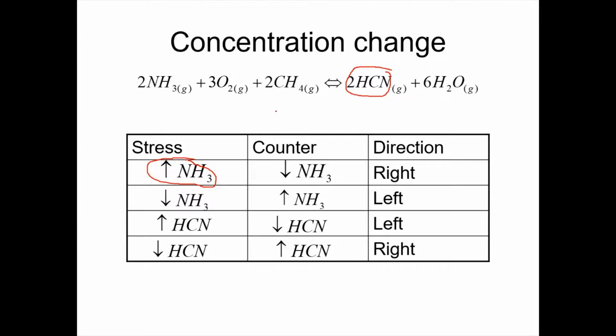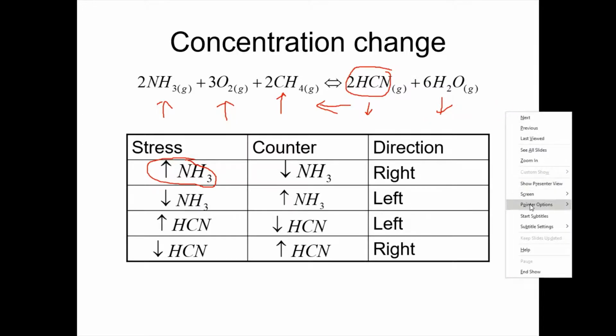If it goes to the left, I guess I didn't show that. When the reaction goes to the left, then all the things on the right turn into stuff on the left. So we will decrease the amount of HCN, we will decrease the amount of H2O, and we will increase CH4, O2, and NH3. Okay, that's what we're looking for when we do these problems.